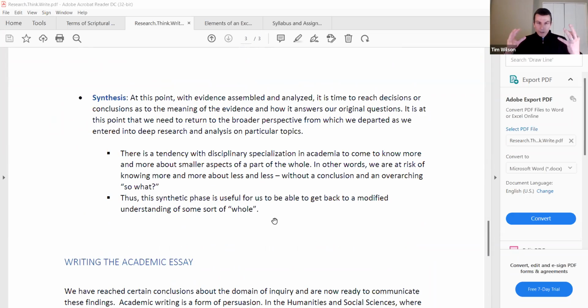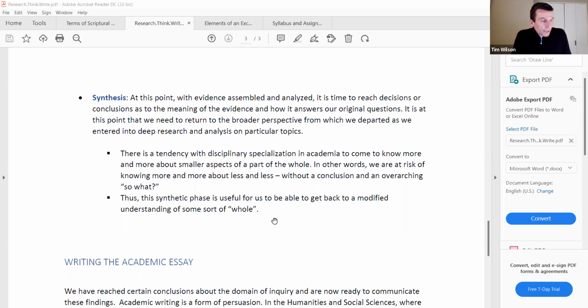And then comes a point where you want to synthesize everything. So you've done the research, you've really honed the question. What are the dimensions of the question that I'm asking? I've analyzed the evidence. I've broken it down. I've seen where they're contradictory and how I can tear them apart. And now it's time for a synthesis to bring things together into a larger whole. So you can try to make decisions and conclusions as to the meaning of the evidence that you've garnered and how it answers your original questions.